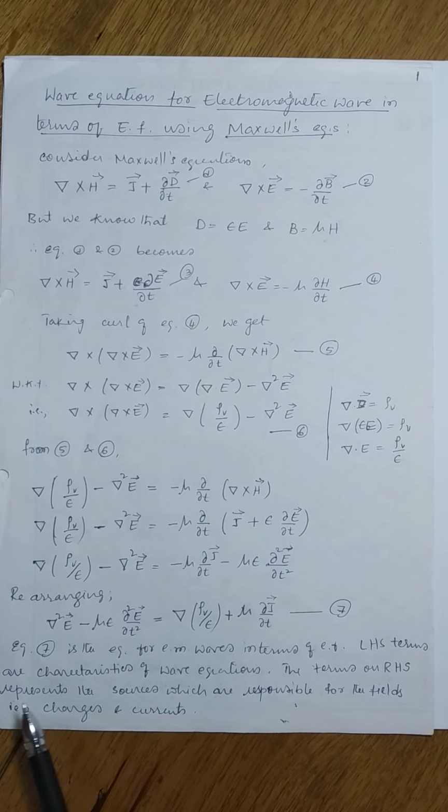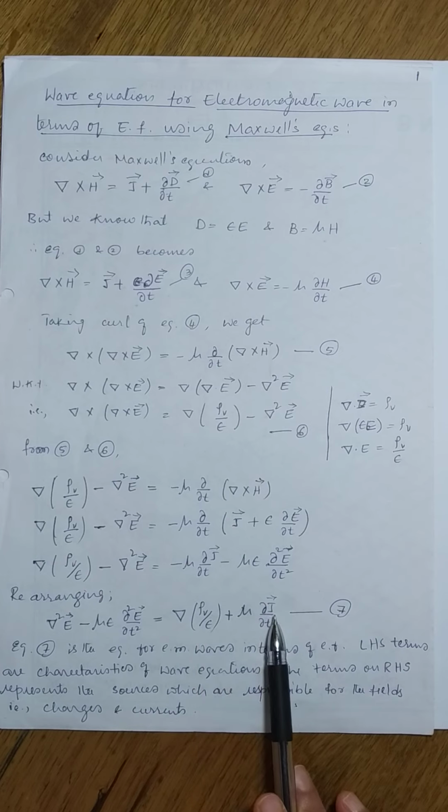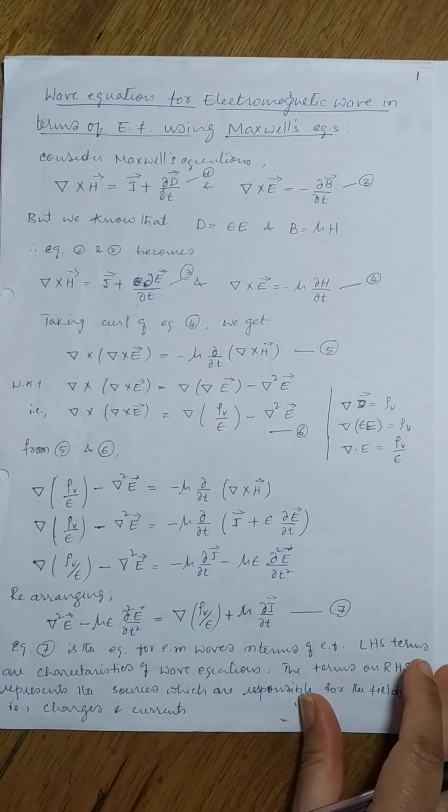The left hand terms are the characteristics of the wave equations. We know the characteristic properties of the wave equations. So the left hand side represents the characteristic properties of the wave equations, whereas the right hand side represents the sources which are responsible for the fields, means the sources which are responsible for electric field and magnetic field: the charge density and the current density. These are the two sources for the electric and magnetic fields of electromagnetic waves. So this is the equation for electromagnetic waves.